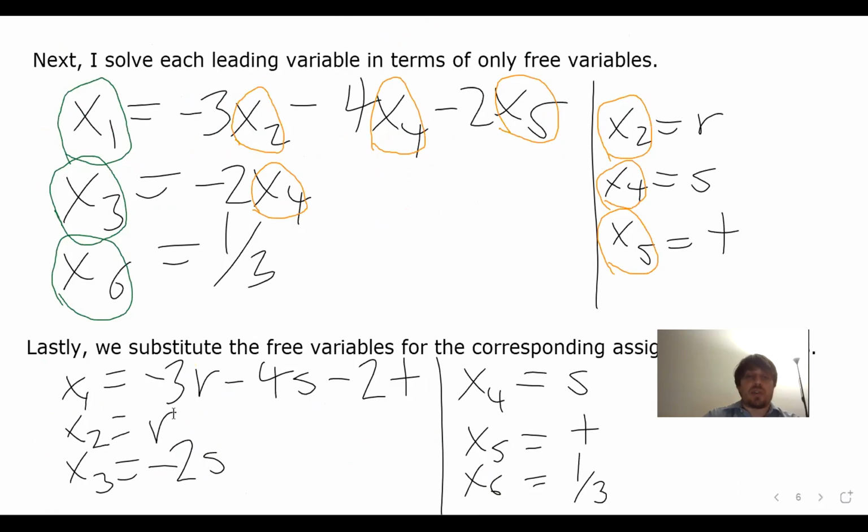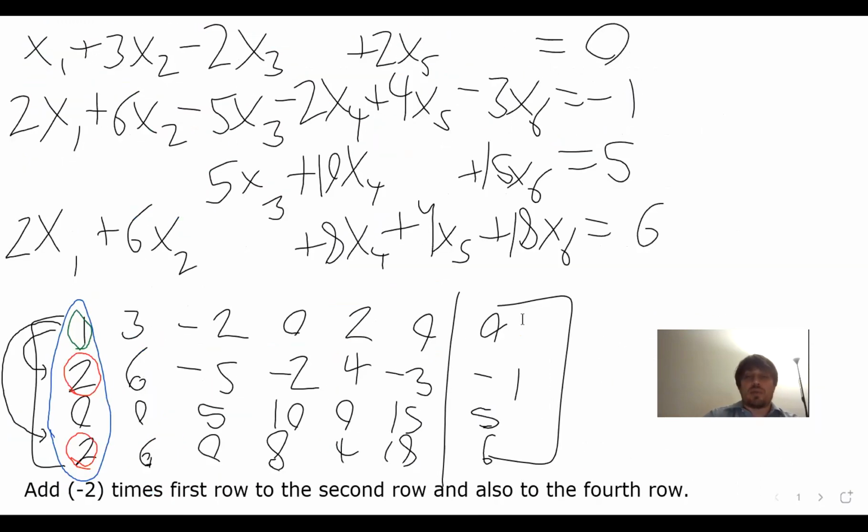If instead we let r equal 100, s equal 200, and t equal 300, we then have another corresponding values for all 6 of these variables. And those 6 variables with those corresponding values would satisfy this entire linear system. It would satisfy all 4 equations. All 4 equations would be true.